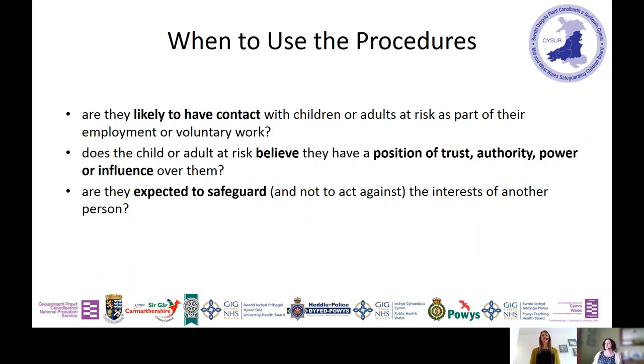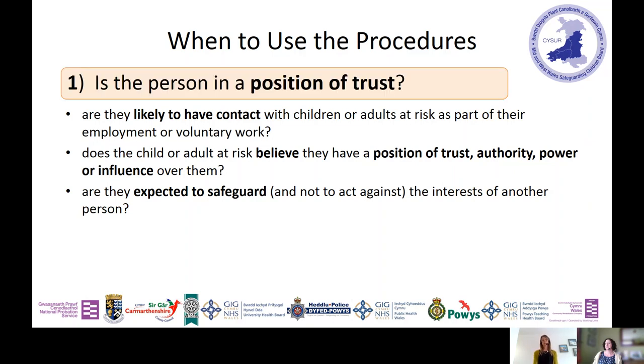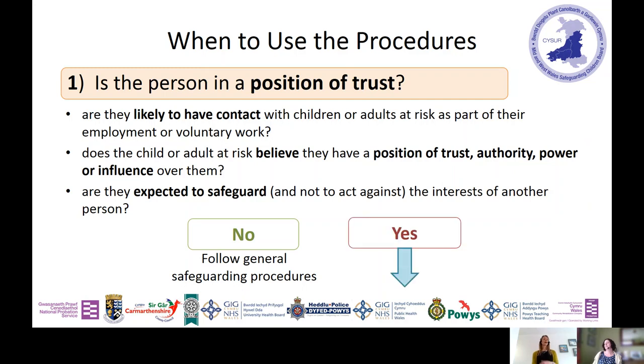So what could be really useful are the questions to ask yourself. Are they likely to have contact with children or adults at risk as part of their employment or voluntary work? Does the child or adult believe that they have a position of trust, power, authority or influence over them? And would you expect them to safeguard and not act against them? So if your answer is no to those questions, then you're just looking at the focus on the child. If the answer is yes, then you're going to be looking at both sets of procedures.